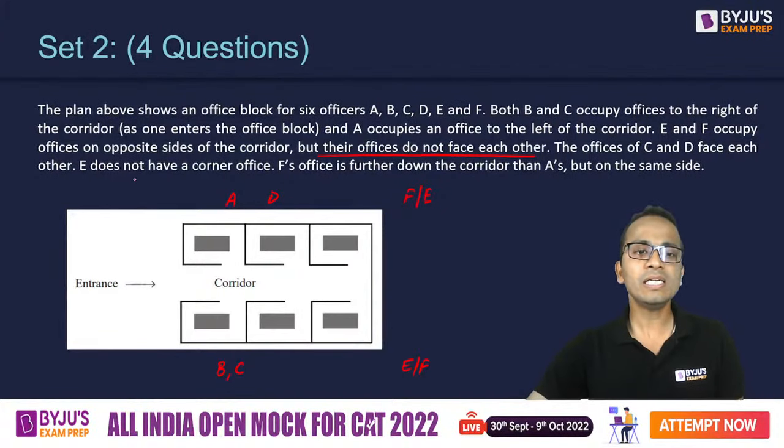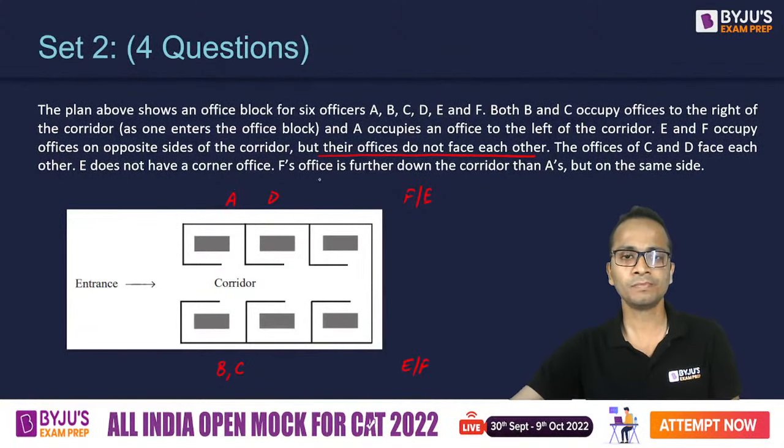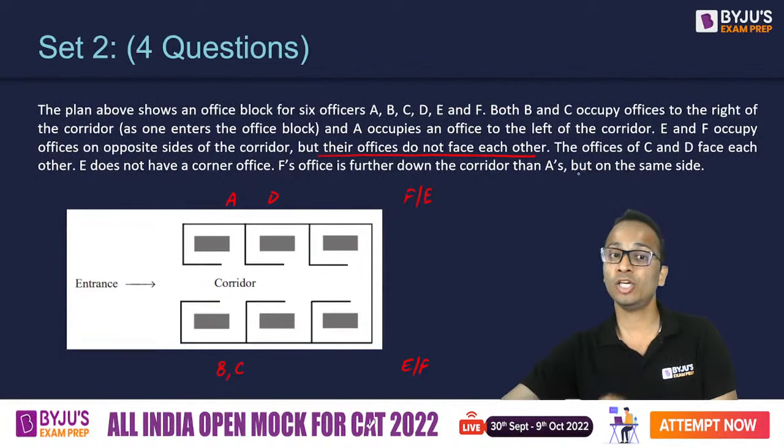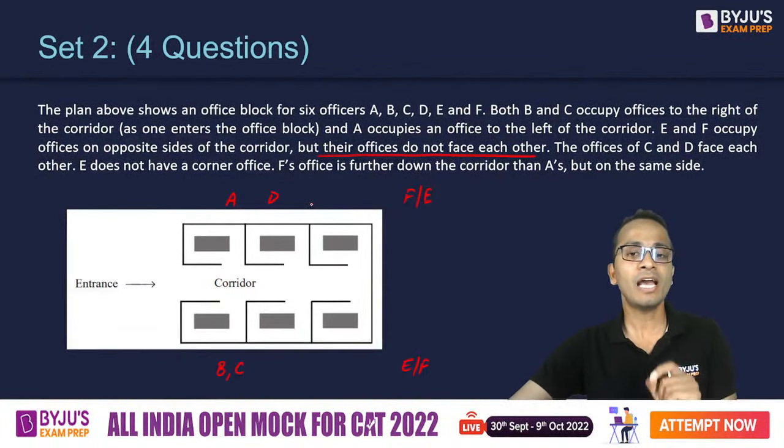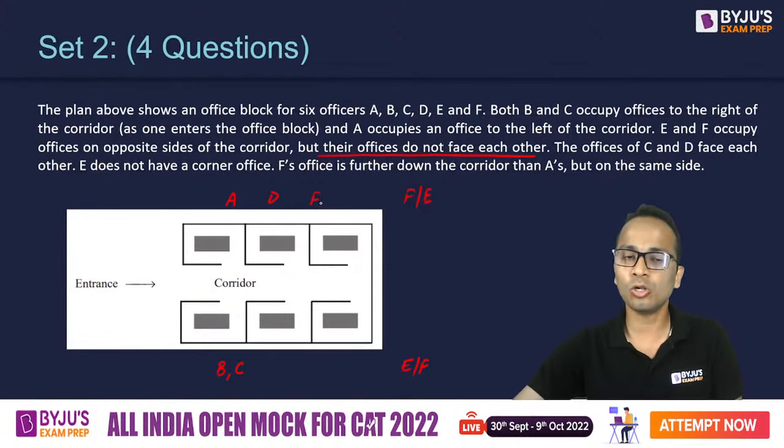Now, E does not have a corner office. First of all, we'll determine whether E is on the left side or the right side, and then determine what the positioning will be. Now, the last statement: F's office is further down the corridor than A's, but on the same side. So F and A have offices on the same side of the corridor. Since A is on the left-hand side, F will also be on the left-hand side and E will come on the right-hand side.